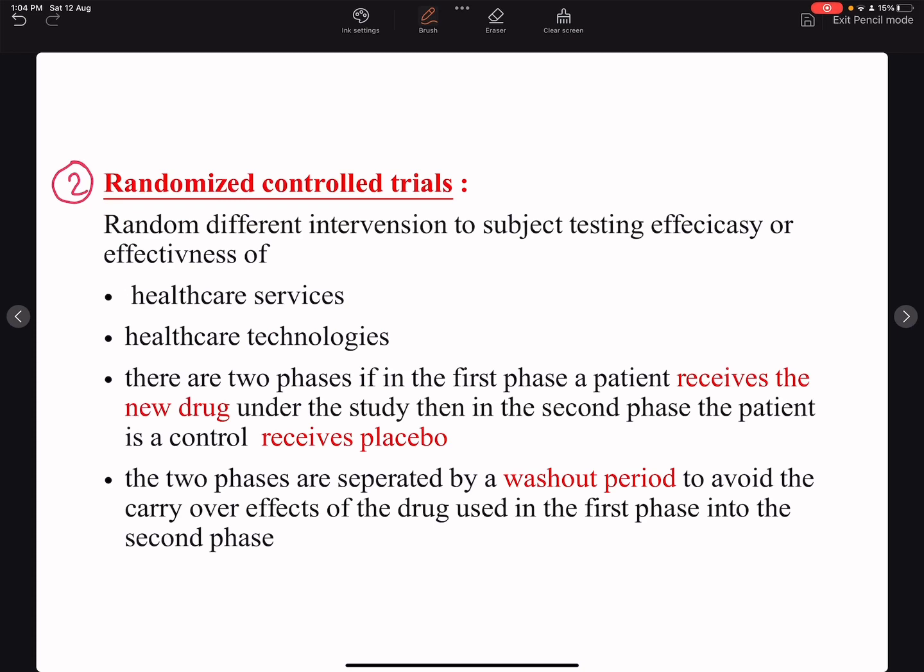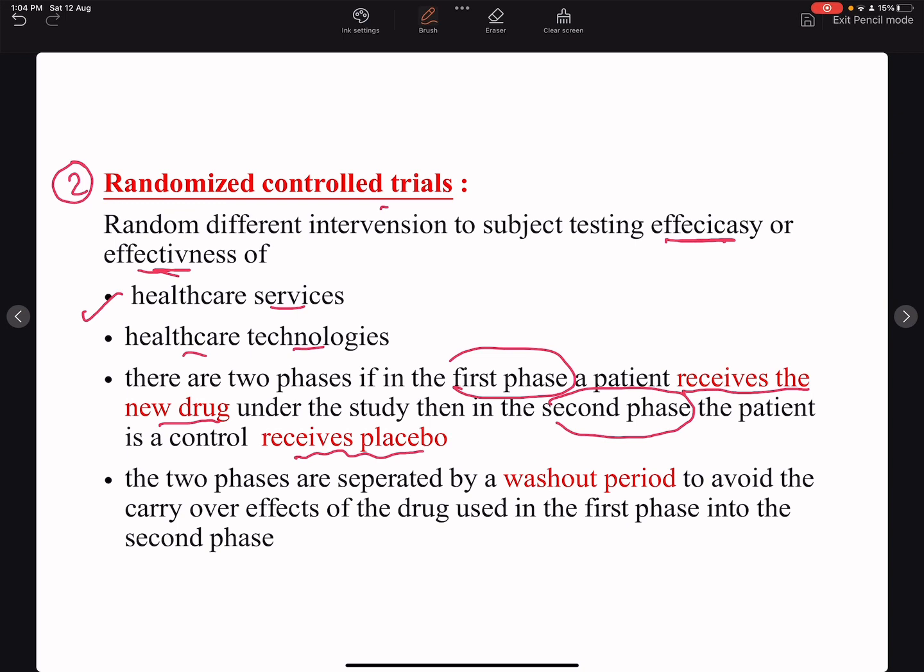The second study design is the randomized control trials. And here there are random different interventions to subjects, testing efficacy or effectiveness. So we are going to test for efficacy or effectiveness of what? Of healthcare services, healthcare technologies, and there are two phases in these control trials. The first phase is the stage at which the patient is going to receive a new drug under the study. The second phase is when the patient is a control and receives nothing or receives a placebo.